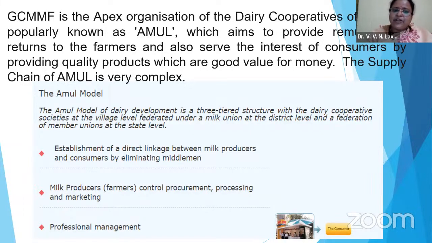Then, the milk producers, that is farmers, control procurement, processing, and marketing. GCMMF takes care of brand management, while procurement and collection is the responsibility of the village farmers, the village societies, and the other activities. Even GCMMF has outsourced its advertisement and brand building to an ad agency. All the other parts are outsourced to third party logistics providers. That is the beauty. That is, professional management is introduced. At the same time, the reins are in the hands of the farmers.